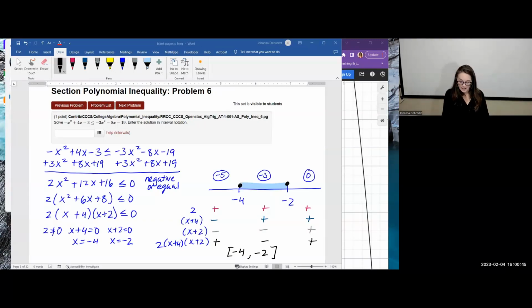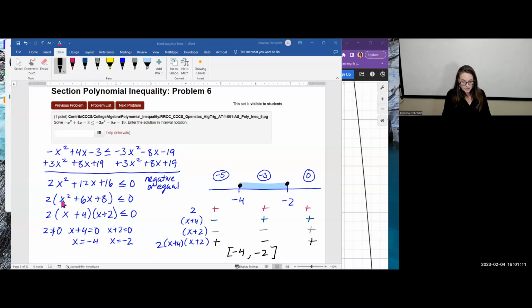Okay, let's compare our answer. This time it was relatively easy and straightforward to move everything to the left. It did result in a positive 2x squared term. So I didn't have to multiply through by a -1 and reverse that symbol, which is super nice. Now it did give me coefficients that were all divisible by 2. So I factored the 2 out to make it easier to factor.